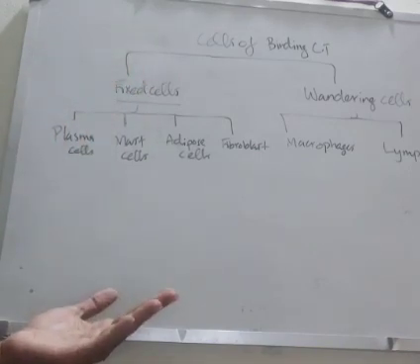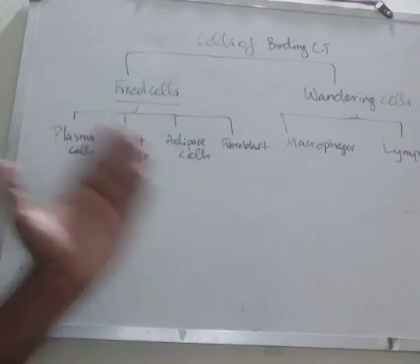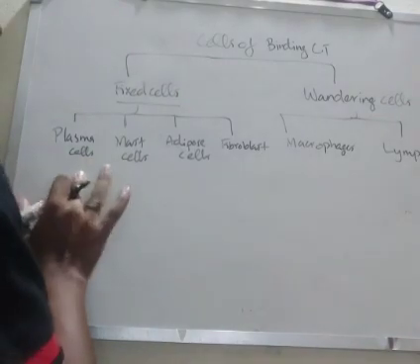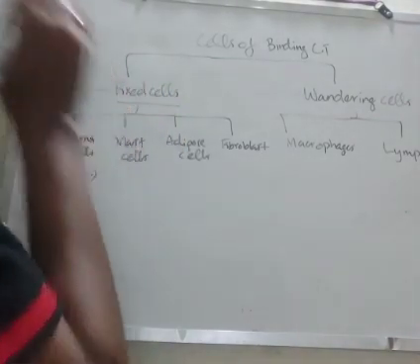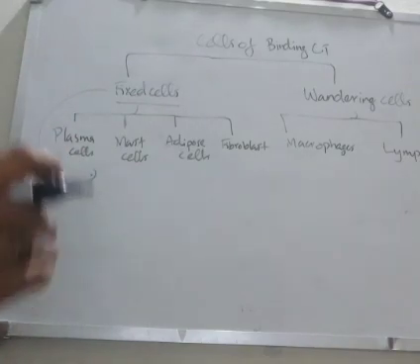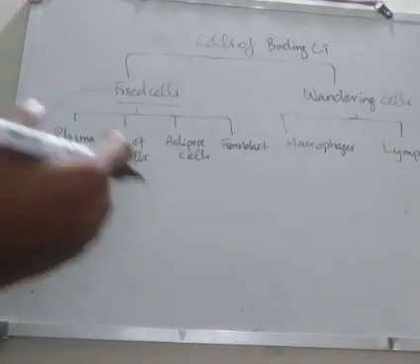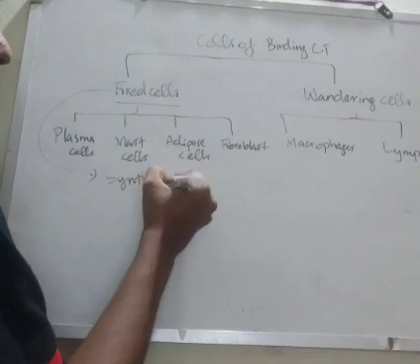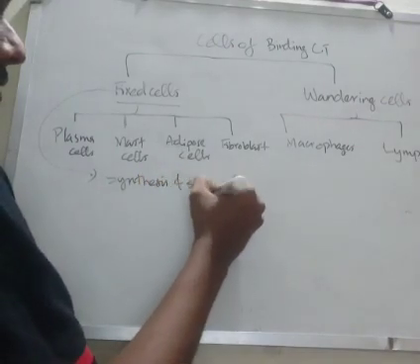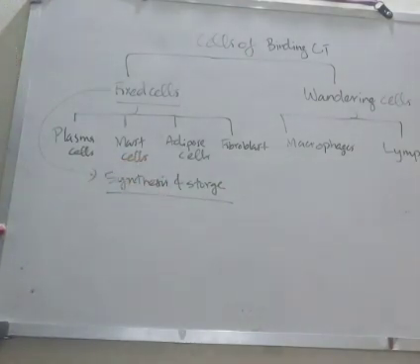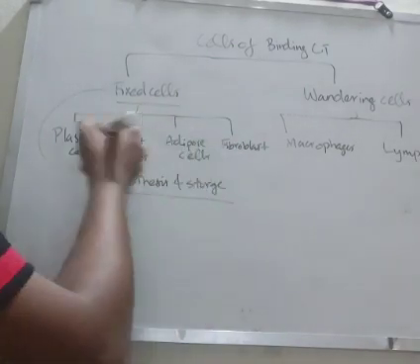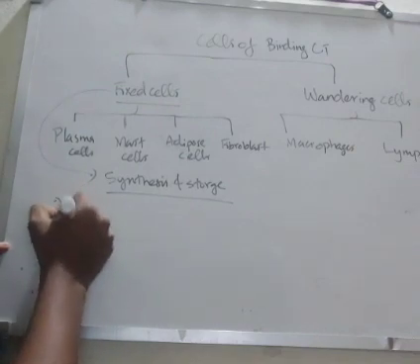What are fixed cells? The cells involved in synthesis and storage are known as fixed cells. I will write fixed cells. The function of these cells is synthesis and storage. So they include plasma cells. So first, plasma cells.